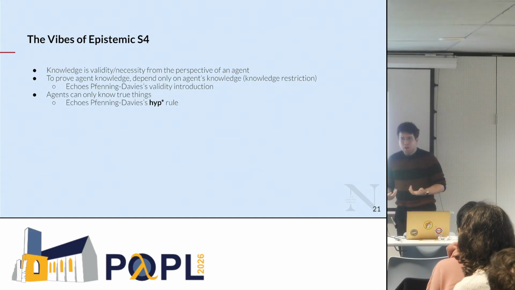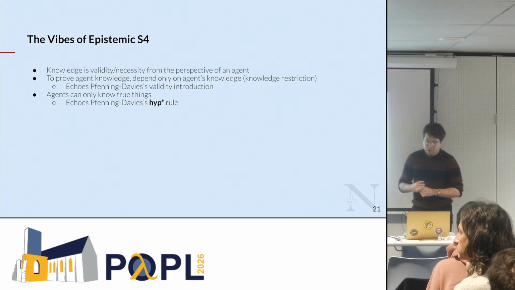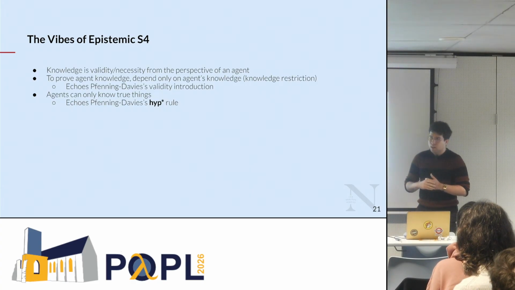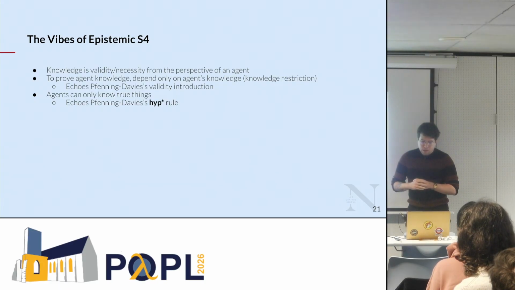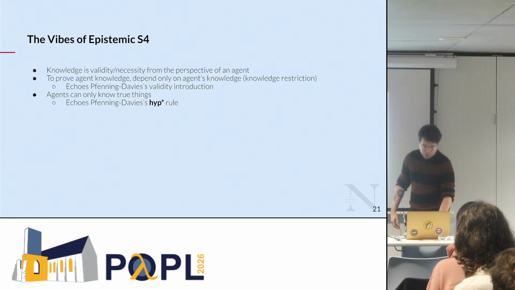Normally, I would give the rules for epistemic S4, but I don't have time, so I'm just going to give the vibes. So first, knowledge is like validity or necessity from the perspective of an agent. That's the way that I want people to think about it. To prove agent knowledge, we need to depend only on that agent's knowledge. So we're going to use the so-called knowledge restriction. And this echoes Fenning-Davies's notion of validity in their introduction rule. And agents can only know true things. And this echoes this hype star rule. And hopefully, when I talk about the polyglot version of this, we'll see echoes of that again. I'll highlight when that comes up.